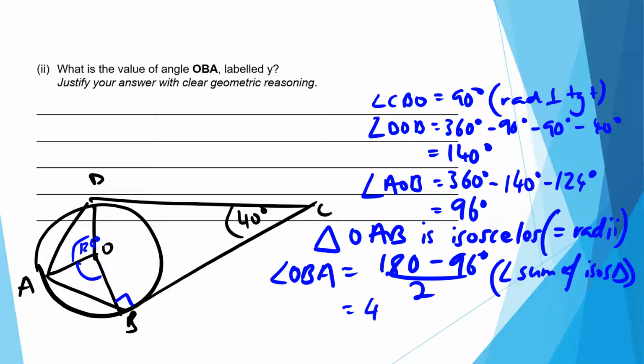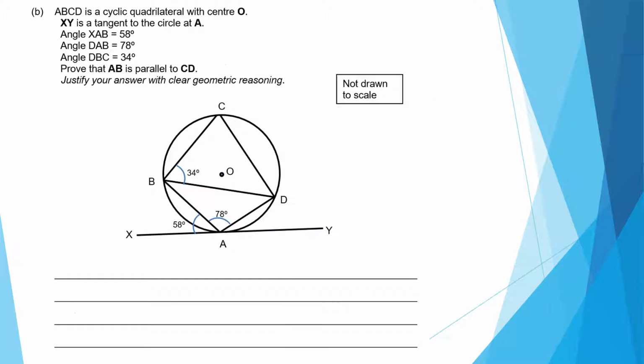So what have we got there? In terms of marking, 42 degrees is what we're after. If we found this angle, that's an achieved, and if we found this one with reasons, that's a merit. Okay, angle BCD is 102 degrees, and that's because they are opposite angles in cyclic quadrilaterals.